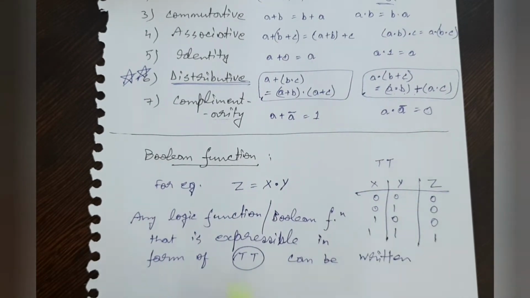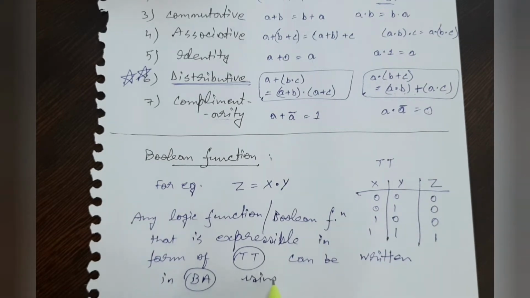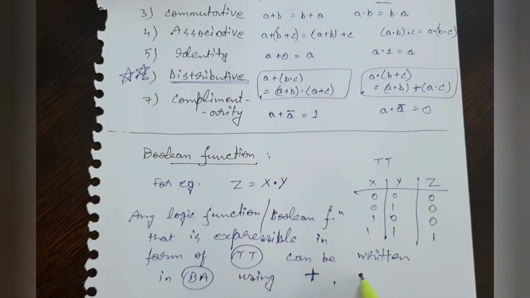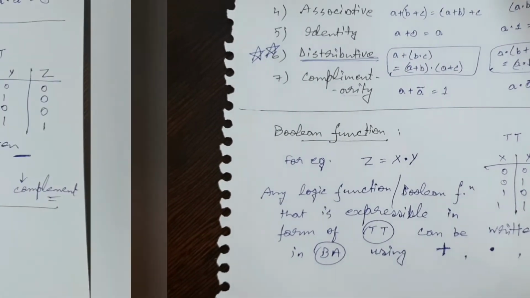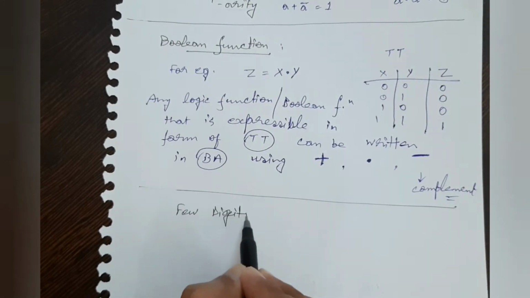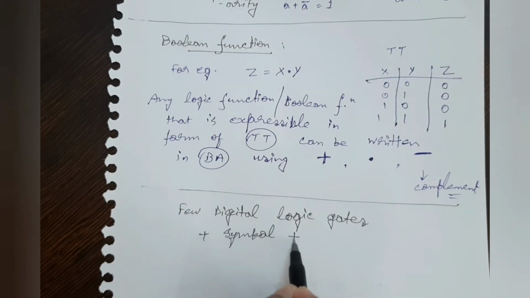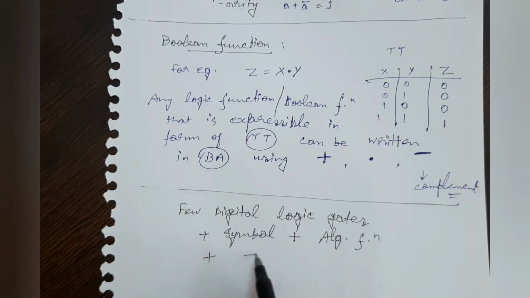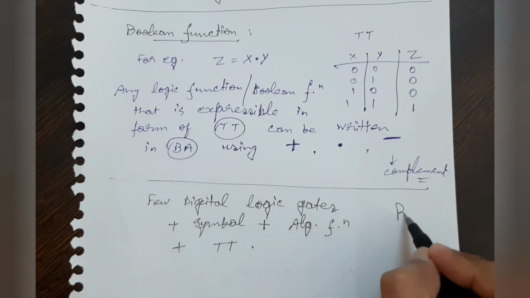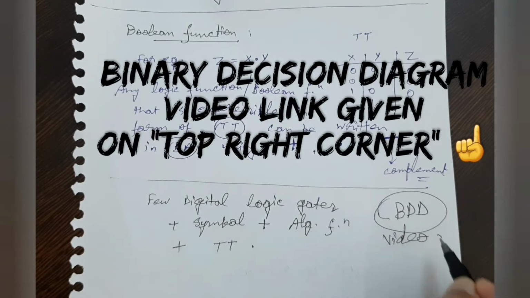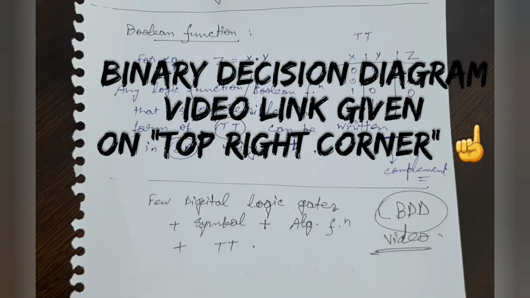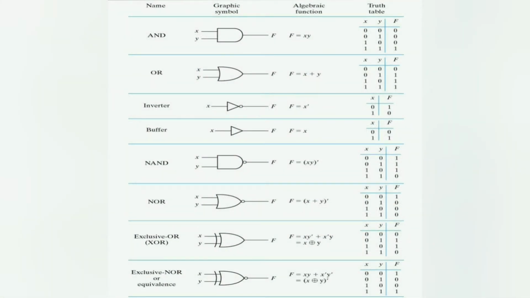The only important thing here is that any logic function or Boolean function that can be expressed in the form of a truth table can be written in Boolean algebra using logic AND, OR, and complement. Now we shall move on to discuss a few digital logic gates along with their truth tables, expressions, and diagrams, and how they are represented symbolically. Here I would like to tell you that you can watch this binary decision diagram video, which shall be very helpful for you to express these logic functions. So here are the 8 important logic gates which we shall be discussing one by one.